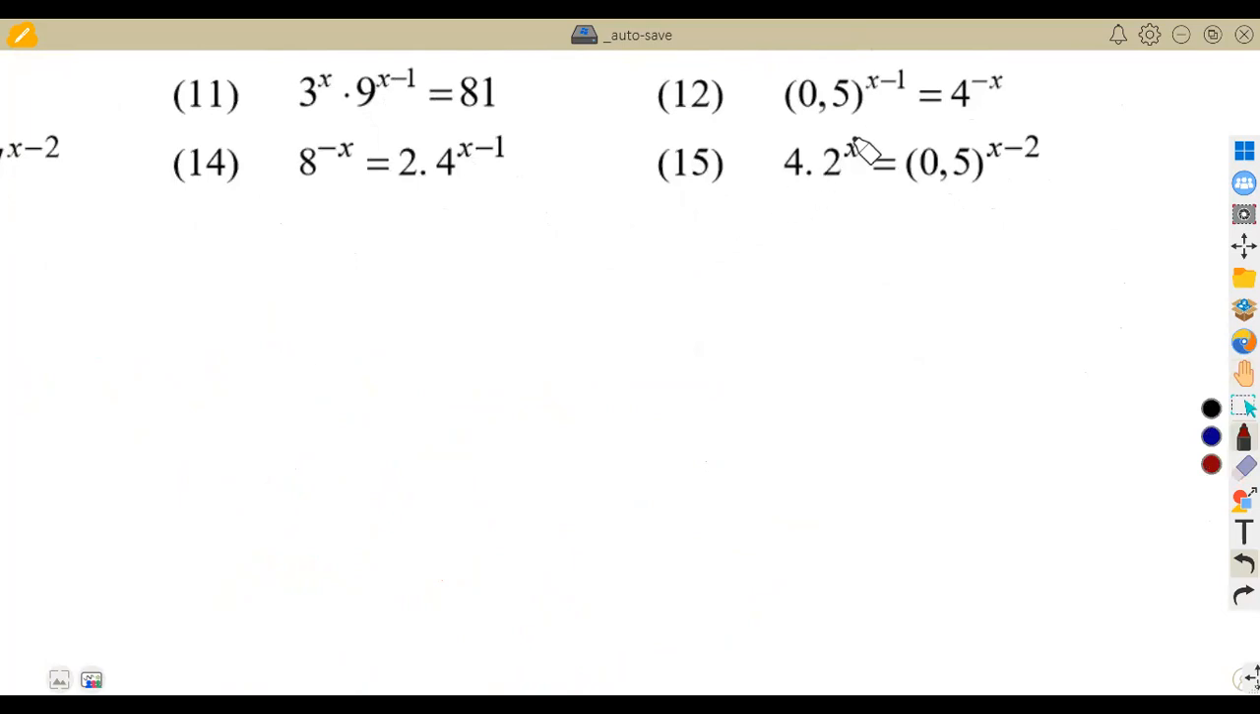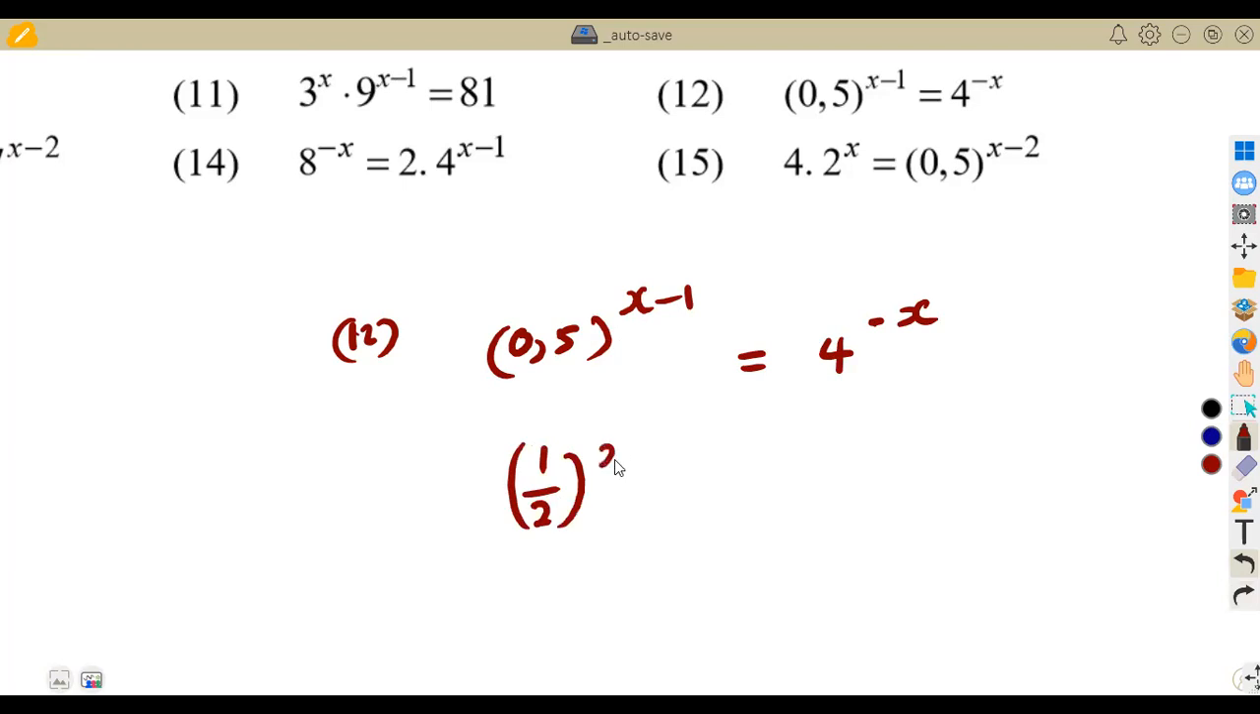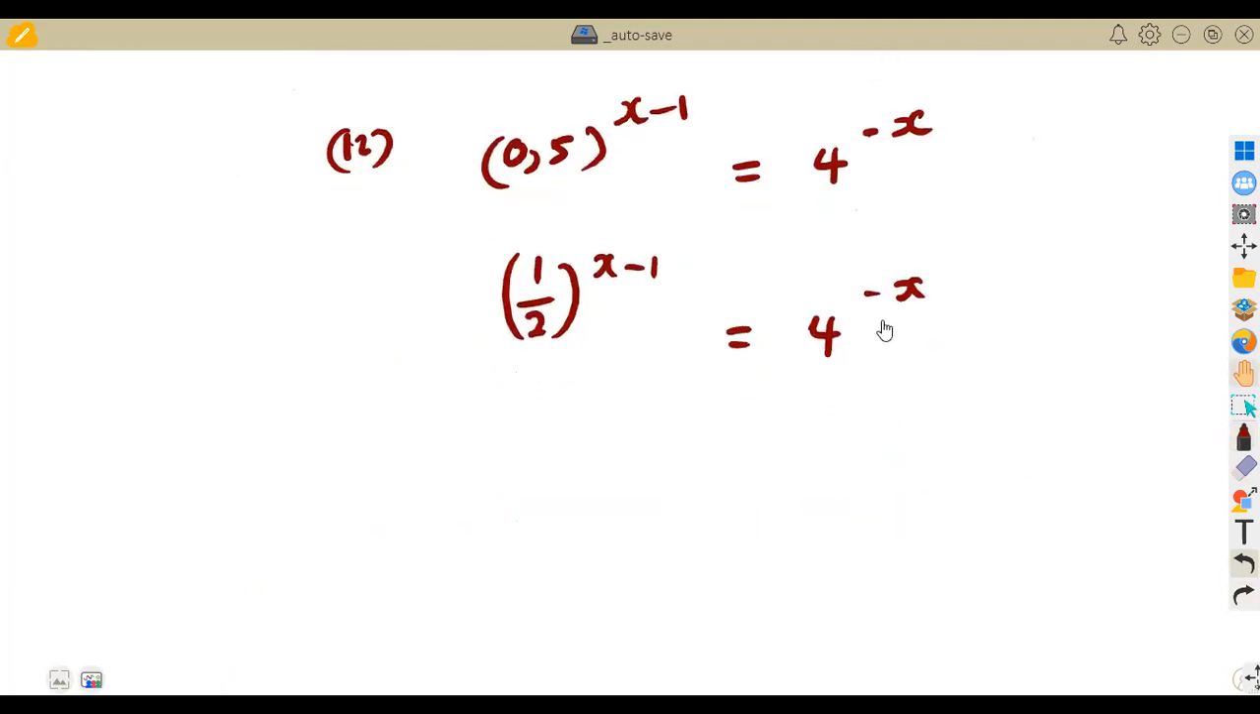If you consider here, on number 12, we are given 0.5 to the exponent of x minus 1, which is equal to 4 to the exponent of negative x. One and the same thing, you can consider this as 0.5. Remember, it's 1 over 2, that's 1 over 2 if you put it as a fraction. So I'm going to have 1 over 2 to the exponent of x minus 1 equal to 4 to the exponent of minus x.